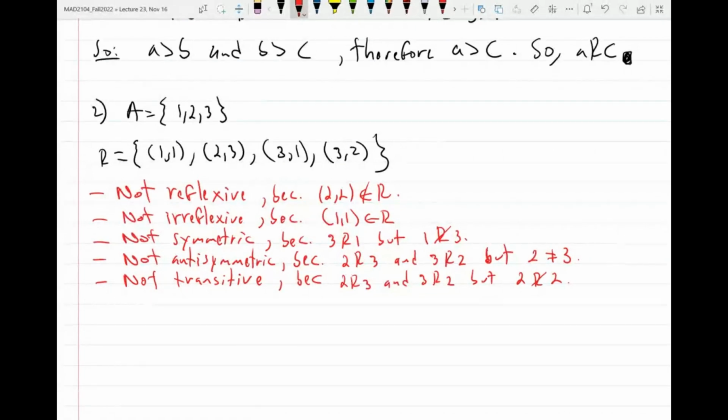But typically, the question is, can you complete it? Can you add stuff to make it what you want? We can make it reflexive. It's easy. 2, 2, 3, 3. Done. We cannot make it irreflexive. Can we make it symmetric?